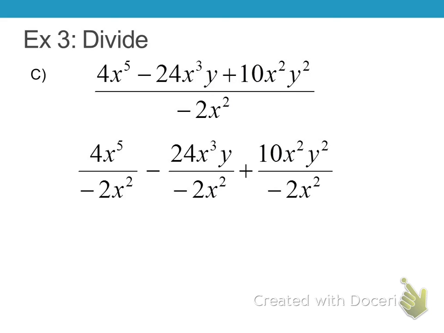All right, what is 4x to the 5th divided by negative 2x squared? Yes. Negative 2x to the third. Okay, so your first term is going to be negative 2x to the 3rd. What happens to that middle term? It's going to become a plus. So plus what? 12xy. What happens to the last term? It becomes a minus 5y squared. Good. Questions?